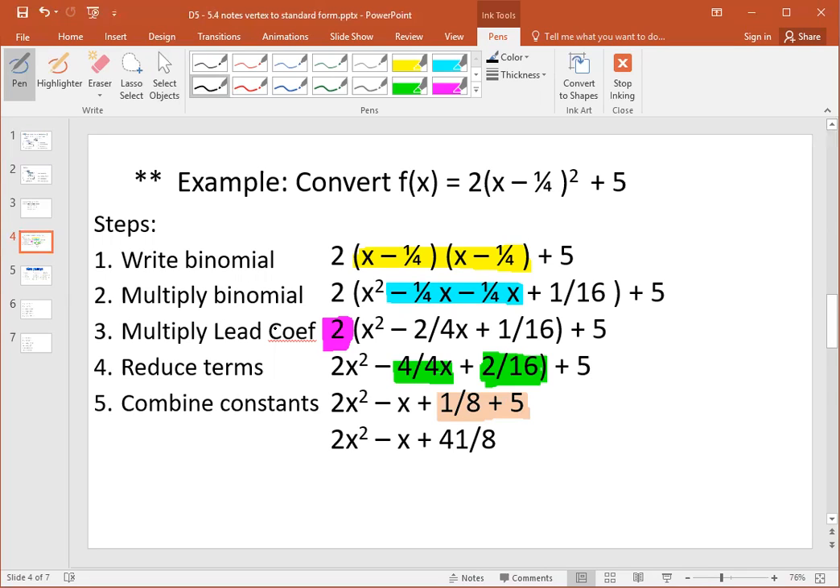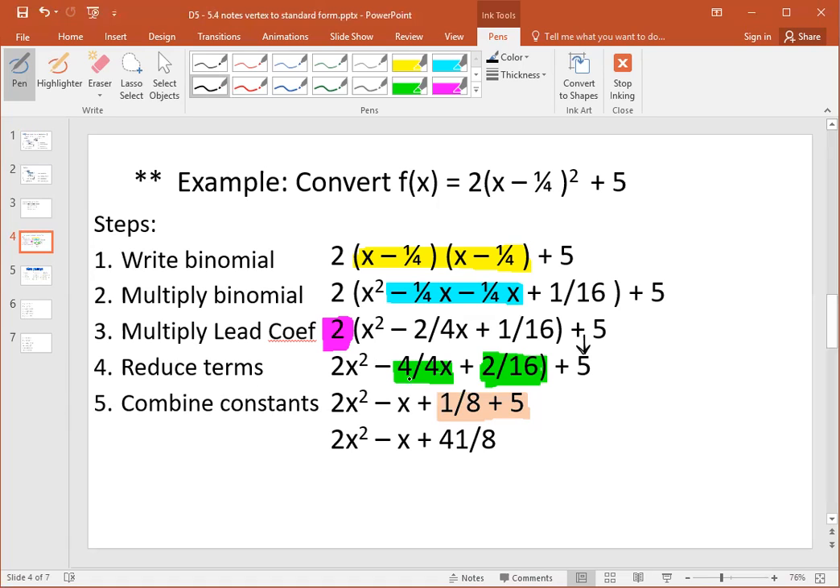All right, multiply by the leading coefficient. I've combined my 1/4s together to give me -2/4, and now I'm going to multiply by this leading coefficient. 2 times x squared is 2x squared. 2 times -2 is -4 divided by 4x. 2 times 1 is 2 divided by 16. The 5 just comes straight down.